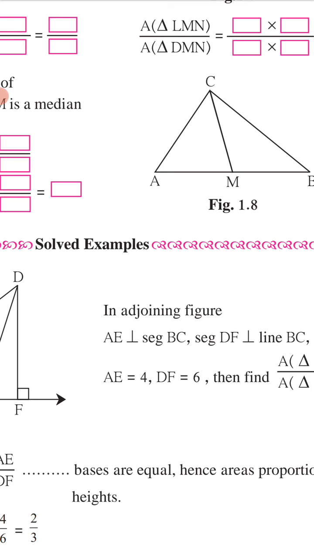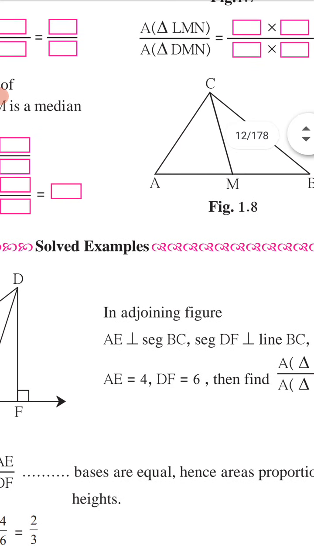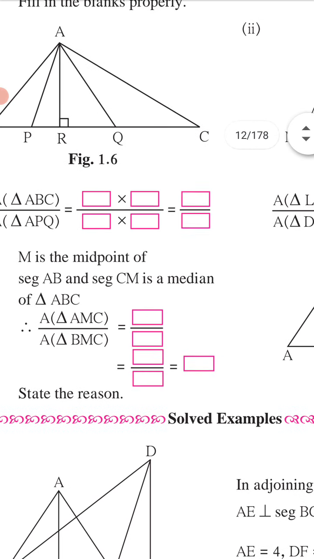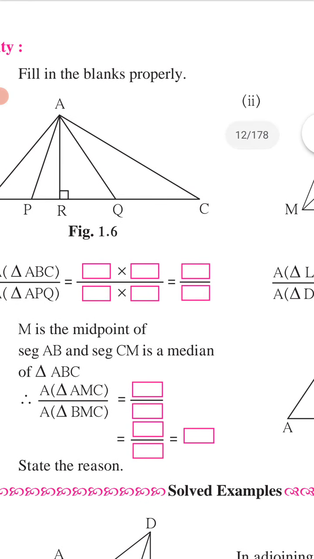So, you have to remember that areas of triangles with equal bases are proportional to their corresponding heights. Areas of triangles with equal heights are proportional to their corresponding bases, and the ratio of areas of two triangles is equal to the ratio of the product of their bases and corresponding heights. So in this video we learned about the properties of the ratio of areas of two triangles.